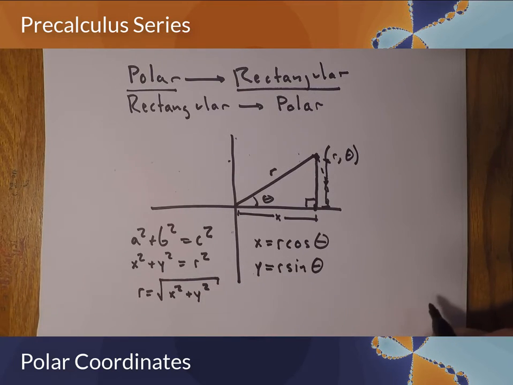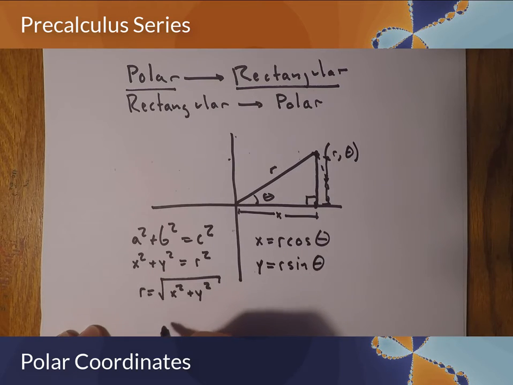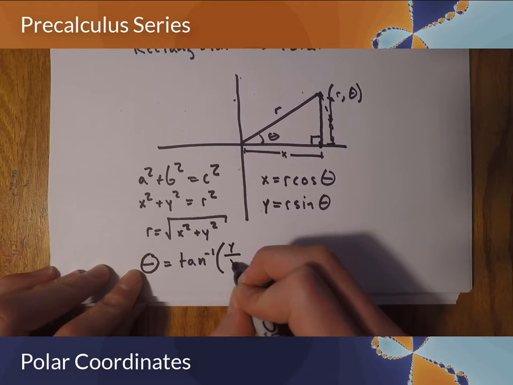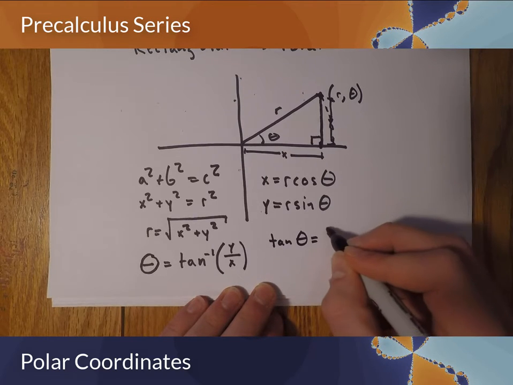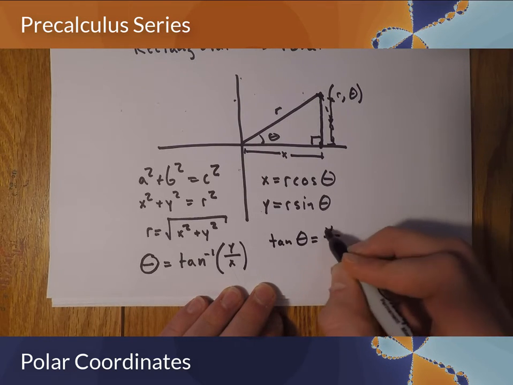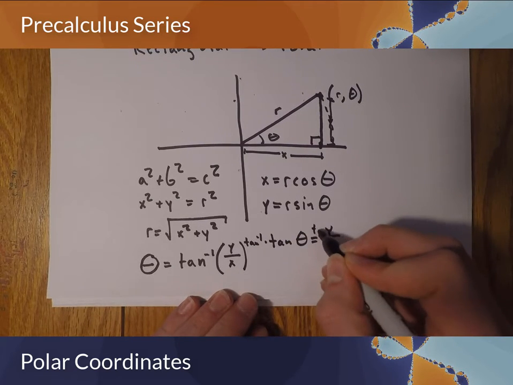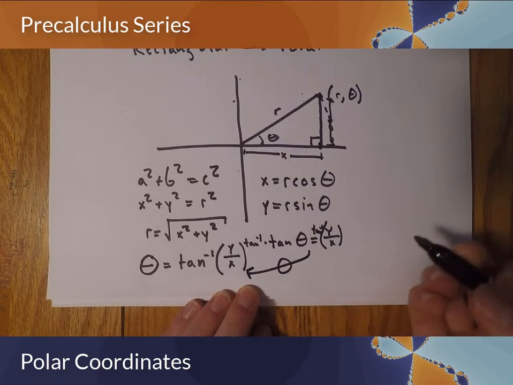Also, one piece of trigonometry that relates x and y to an angle is the tangent function. So to get theta, what you need to do is take the inverse tangent of y over x, right? Because we know that the tangent of theta equals y over x. So if you take the inverse tangent of both sides, you're left with that right over there.